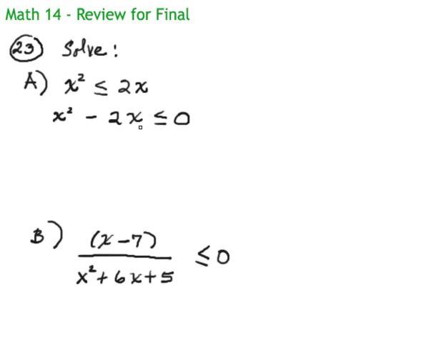Before we do the plus-minus analysis, we have to factor. Okay, so we'll just pull out an x here. So we have x times x minus 2 less than or equal to 0. All right, plus-minus analysis of x times x minus 2. Let's do that now. Basically, we want to see where it is positive and where it is negative.